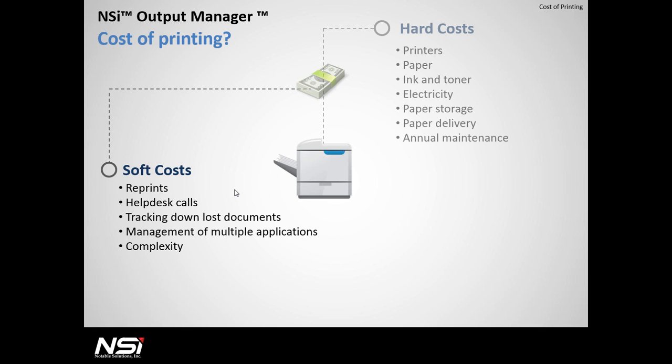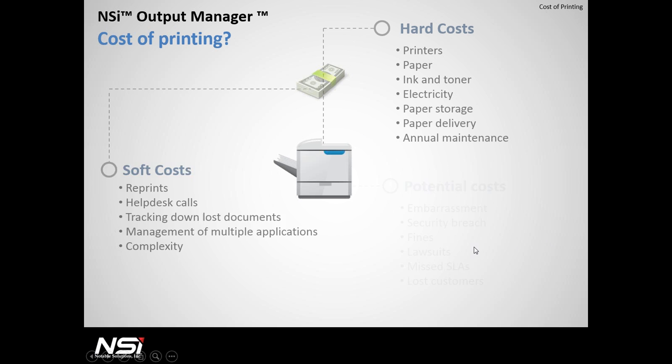The next cost, which a lot of people don't really realize, is what we call the soft costs. A Gartner report said that about 23% of all calls to the help desk in a company are print related, which means if we can automate and simplify processes and help the help desk, there's a huge saving potential right there.